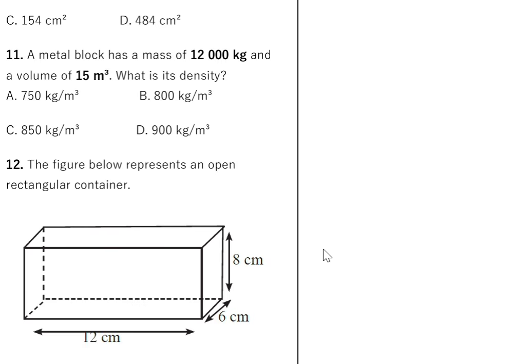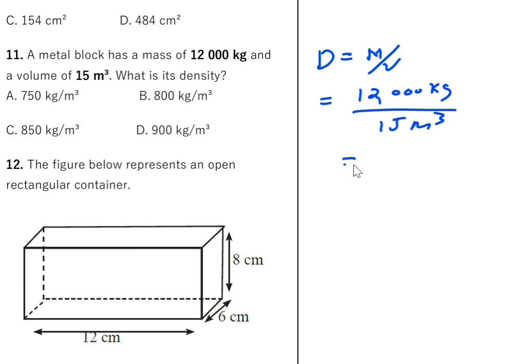Number 11. A metal block has a mass of 12,000 kilograms and a volume of 15 cubic meters. What is its density? Very simple. Know that density is given by mass over volume. So the mass is 12,000 kilograms. We divide by the volume, which is 15 cubic meters. So if you divide 12,000 by 15, you can see the answer is 800 kilograms per cubic meter. Therefore, the answer is B.